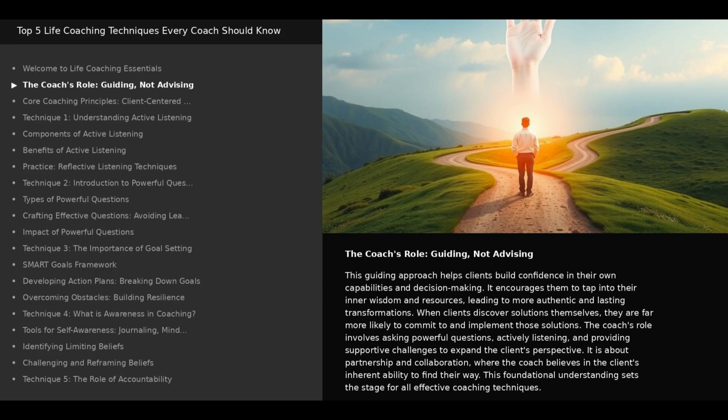When clients discover solutions themselves, they are far more likely to commit to and implement those solutions. The coach's role involves asking powerful questions, actively listening, and providing supportive challenges to expand the client's perspective. It is about partnership and collaboration, where the coach believes in the client's inherent ability to find their way. This foundational understanding sets the stage for all effective coaching techniques.